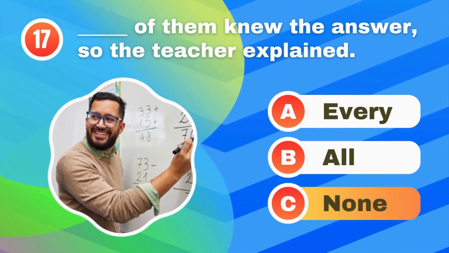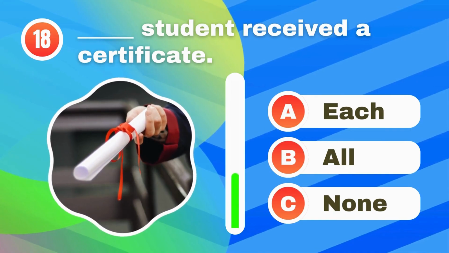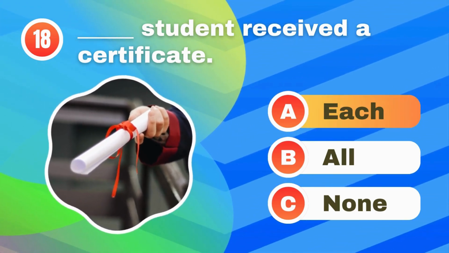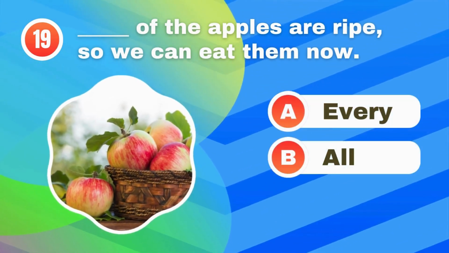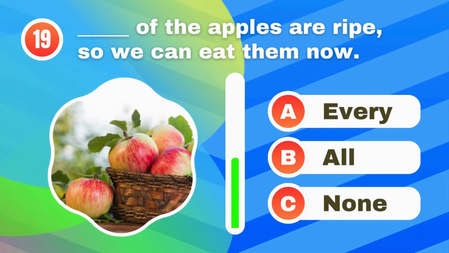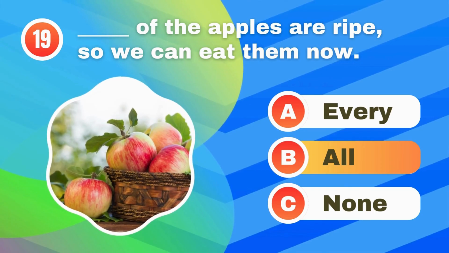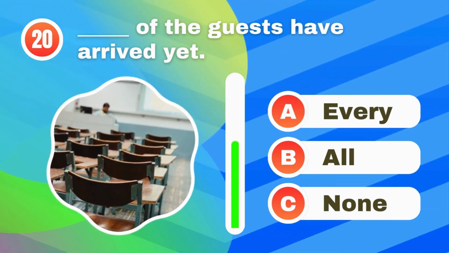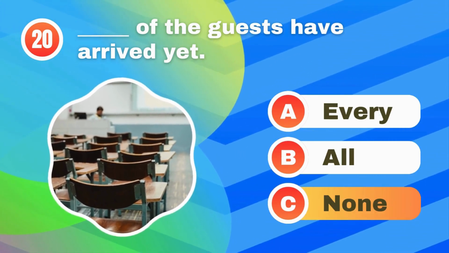None of them knew the answer, so the teacher explained. Each student received a certificate. All of the apples are ripe, so we can eat them now. None of the guests have arrived yet.